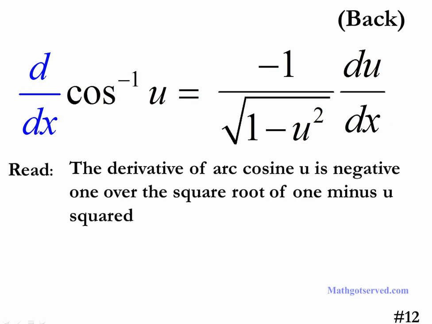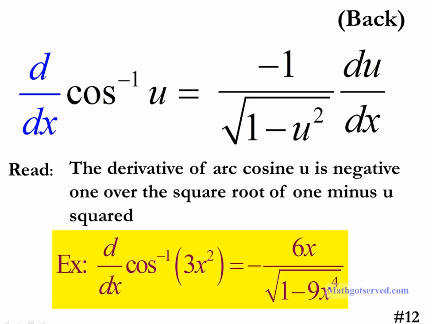And this formula is very similar to the inverse sine function. The difference is that this is negative, or the opposite of the arcsine formula. So just introduce a negative to the formula we just went over, and you get the derivative of the arccosine of u. An example: the derivative of the arccosine of 3x squared.